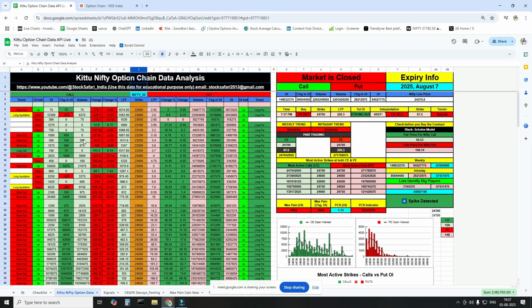Let us get into detail about what calls and puts are. Let me give you a quick introduction about the Google sheet and how it is working. On the right side you can see the market is closed. This is an automated Google sheet. No manual intervention is involved in this area, so everything is fully automatic.